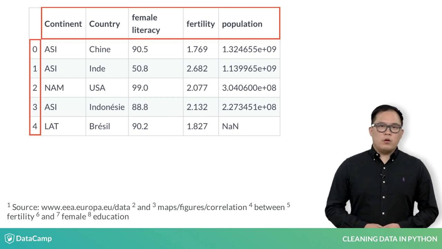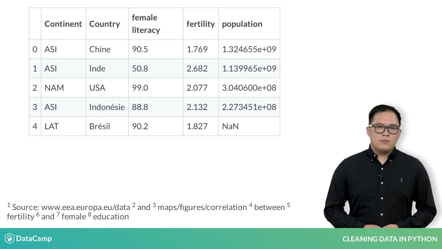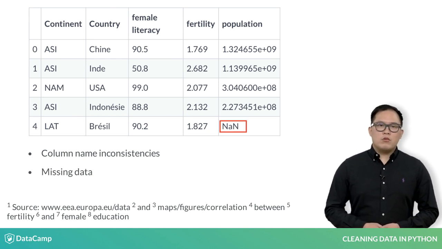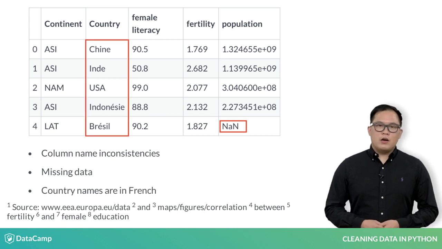Looking at the first few rows can identify some of the common data problems already. We have some column name inconsistencies. Country and continent are capitalized. Female literacy has a space in it. Missing data, which is data not present for whatever reason, is represented as NaN values. And the country names are in French.